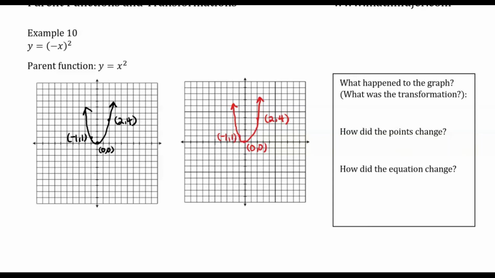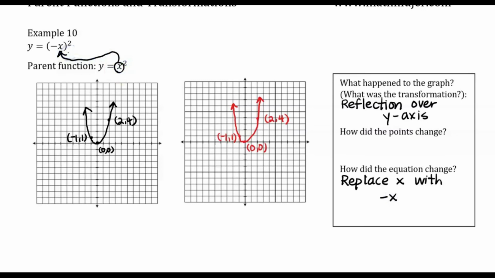But the reason that is happening, let's fill in some information first. So what is the transformation? This is a reflection over the y-axis. I'll talk about how the points change in a second. How the equation changed is that we replaced x with -x. So this original x that was being squared, now it is -x that's being squared, and I know that because I have it in the parentheses.